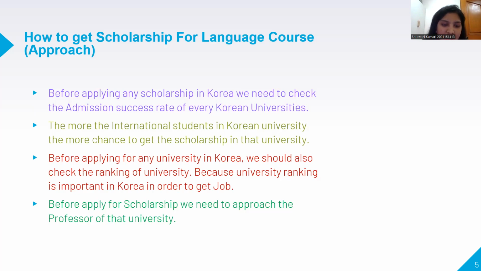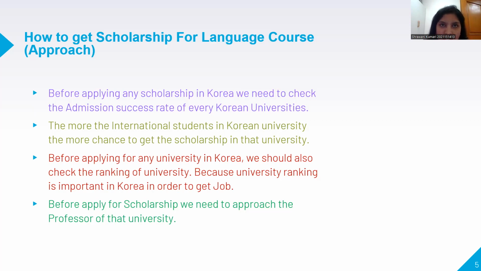And the fourth one is, before applying for a scholarship, we need to approach a professor of that university. This is also true, but this is only applicable for university track students, for those who apply through the professor scholarship. So it's not about embassy track students, because in the university track, before applying to GKS, we have to talk to our professor.